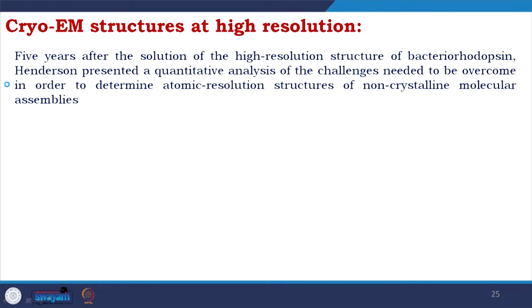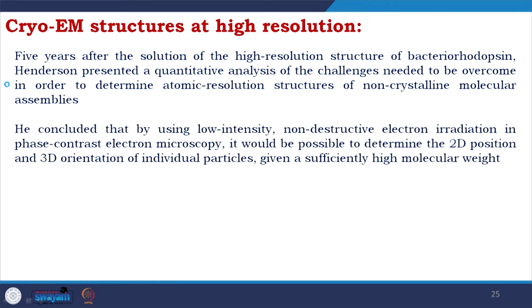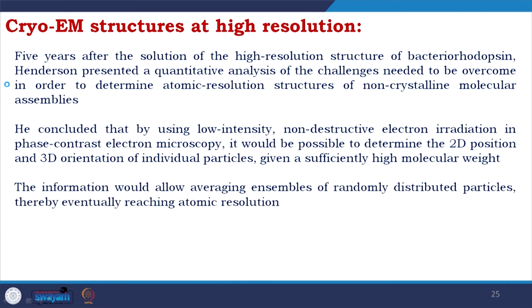Five years after the solution of the high resolution structure of bacteriorhodopsin, Henderson presented a quantitative analysis of the challenges needed to be overcome in order to determine atomic resolution structures of non-crystalline molecular assemblies. He concluded that by using low intensity, non-destructive electron irradiation in phase contrast electron microscopy, it would be possible to determine the 2D position and 3D orientation of individual particles given a sufficiently high molecular weight. The information would allow averaging ensembles of randomly distributed particles, thereby eventually reaching atomic resolution. So, this was the first initiative, when we got on the track.